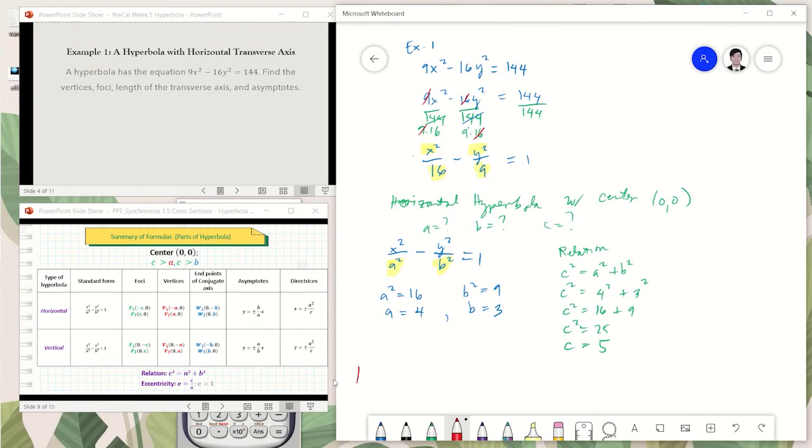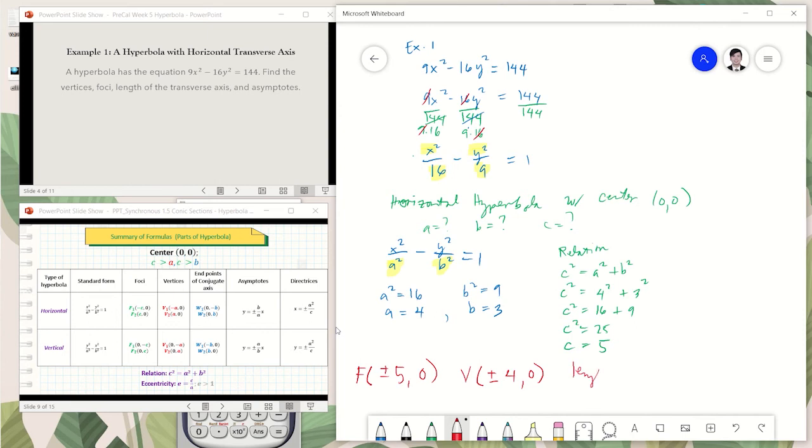So we'll start from foci. Foci is the positive or negative of the c. Okay, here, positive or negative of the c, and the c is 5, then 0. Next would be the vertices. Okay, the vertices is just the positive or the negative of the a, then 0.